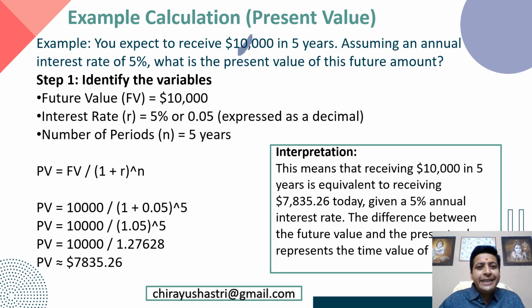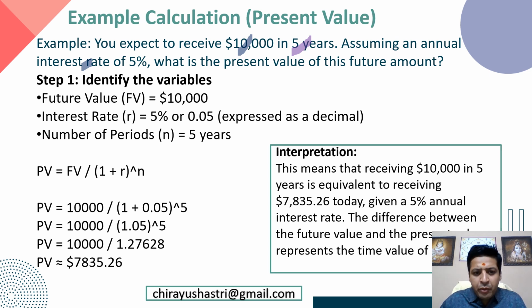In the same way, the interest rate that you are assuming is 5%. And what is the number of periods? Very important: how many years do you want to invest? You are investing for 5 years. So there are 3 things you have to find out first. You already found $10,000 will be your FV value, the interest rate is 5%, and the number of periods is 5 years.